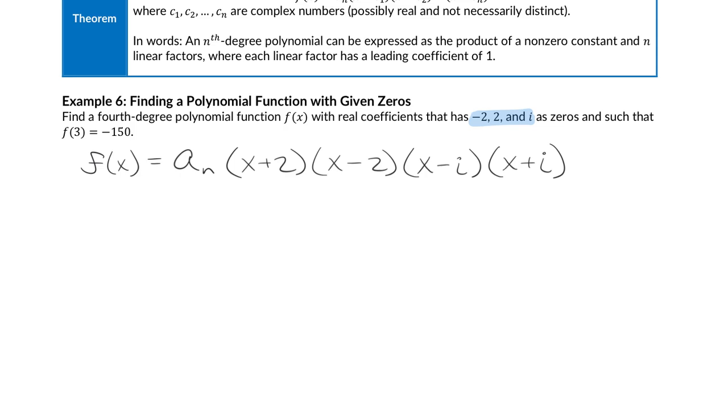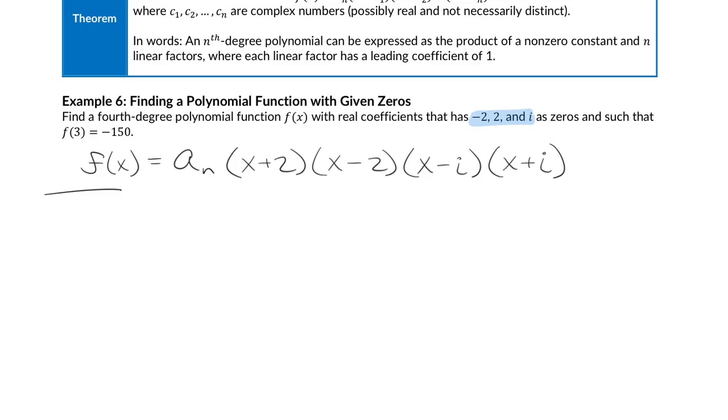Now, wait a second. It only told me i. Why did I get two things here with i's? Plus and minus. Conjugate pairs. So imaginary roots or zeros always come in pairs. Fabulous. Okay, that's our start. Good job. The next thing we're going to do is work to figure out what a sub n should be, what that leading coefficient should be.